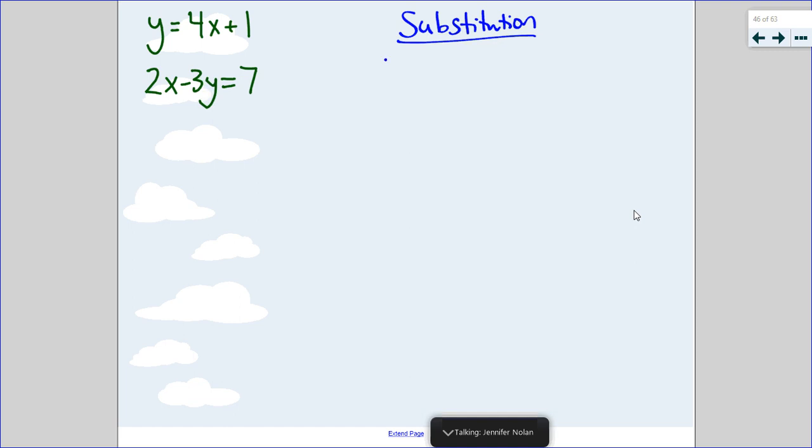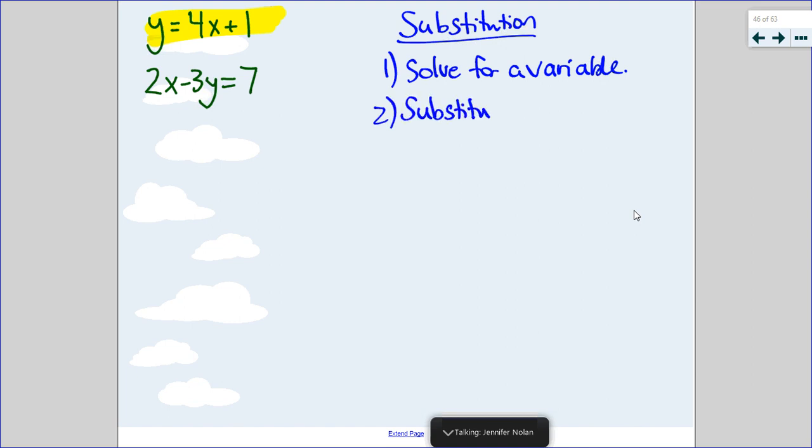So the first step is always to solve for a variable. I really like substitution for this particular system because I already have a variable solved for. Y is already solved for. And then you substitute into the other equation. That's basically it. Everything else will fall into place. So in other words, this is what y equals. Y equals 4x plus 1.